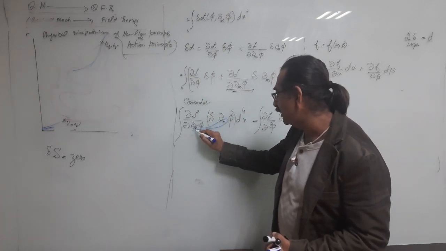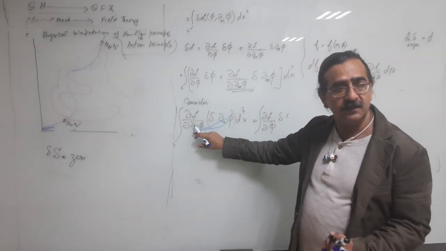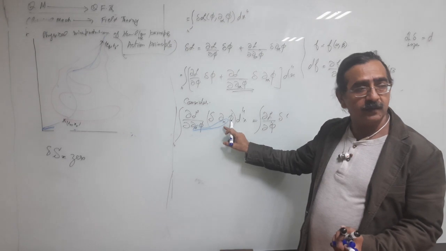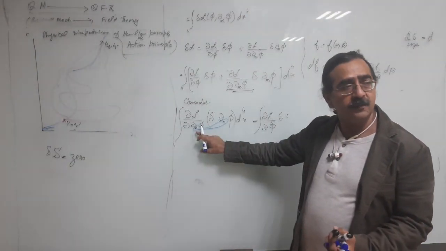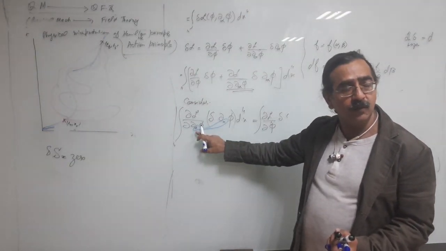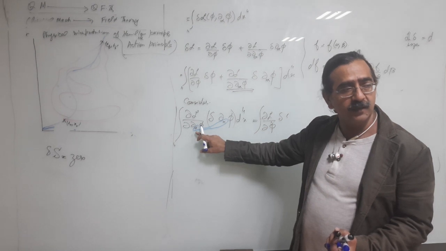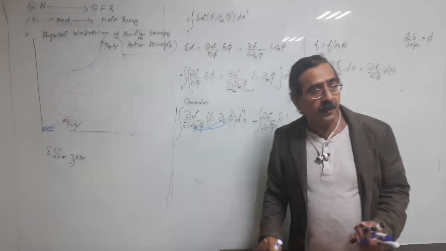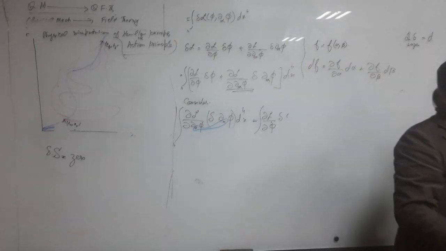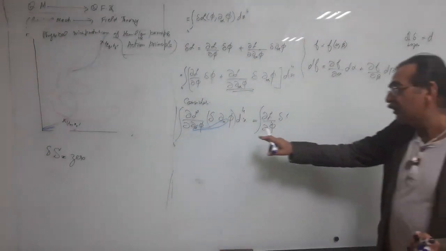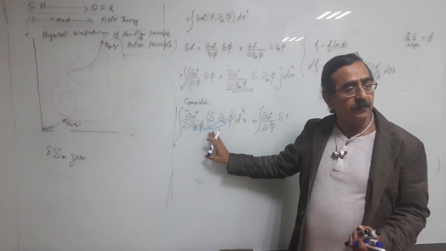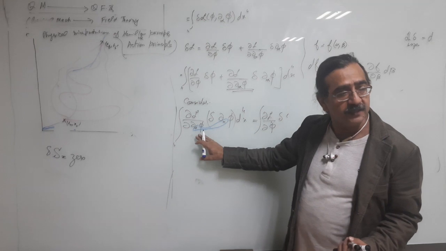This alpha is contravariant, because it is in the denominator. This alpha is covariant. If covariant is in the denominator, it will be contravariant. If covariant is in the numerator, it will be covariant. So contravariant and covariant are contracting with each other. Okay, so these are the main bases.